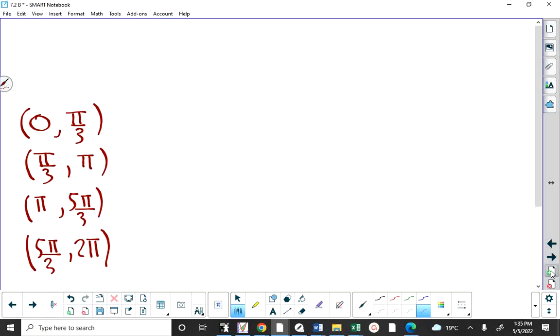Across the top, I'm going to put negative sine of x. And I'm going to put 1 minus 2 cos of x.